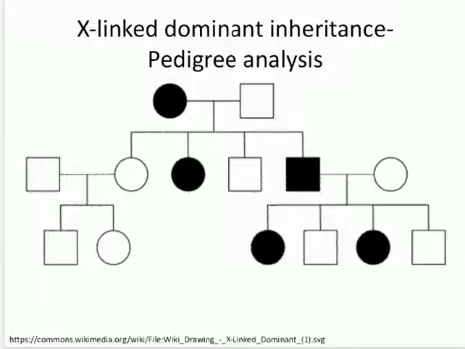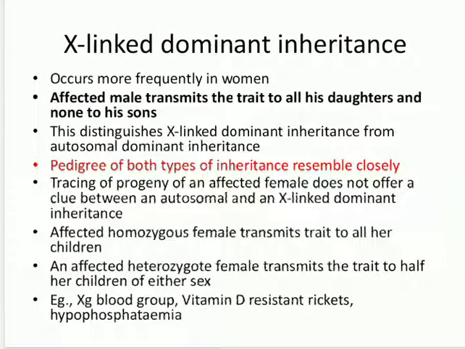If you are tracing the progeny of an affected female, you cannot distinguish this condition from an autosomal dominant. You have to trace the progeny of an affected male. Then you can easily distinguish the condition from the autosomal dominant disorder. So the main features are, it occurs more frequently in women. Affected male transmits the trait to all his daughters and none to his son.